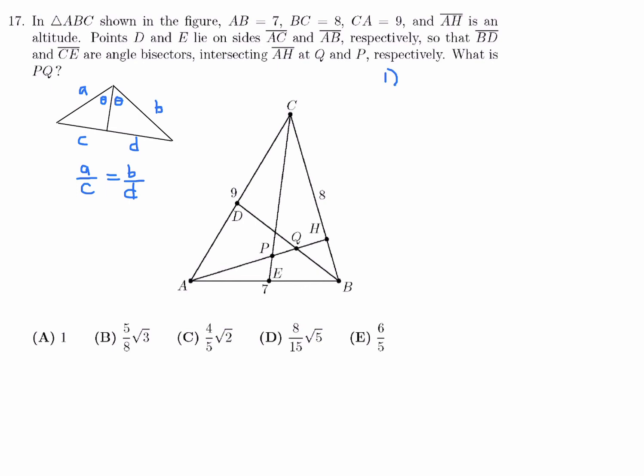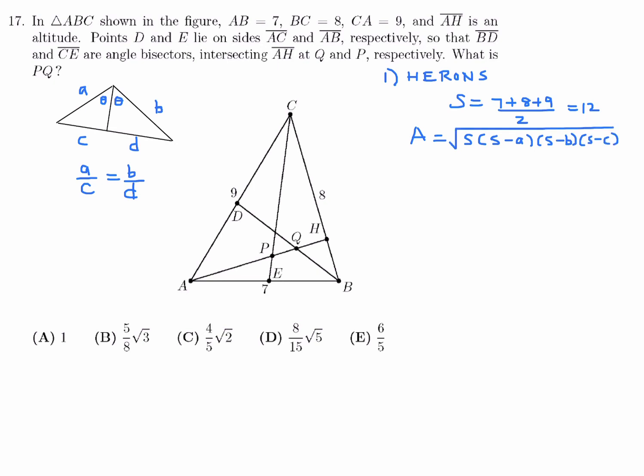All right, step 1 is going to calculate the area, and I'm going to use Heron's formula. And Heron's formula, first we calculate the semi-perimeter, which is going to be 7 plus 8 plus 9 divided by 2, and that is 12. And then the area is S times S minus A times S minus B times S minus C, all under the square root sign. So S is 12, 12 minus A, well, A is, you can use 7, for B I will use 8, and for C I will use 9.